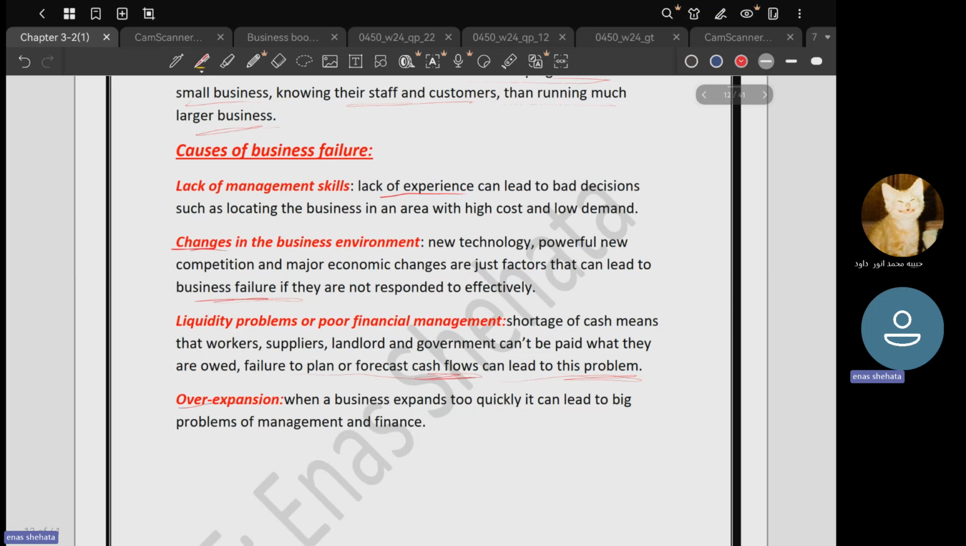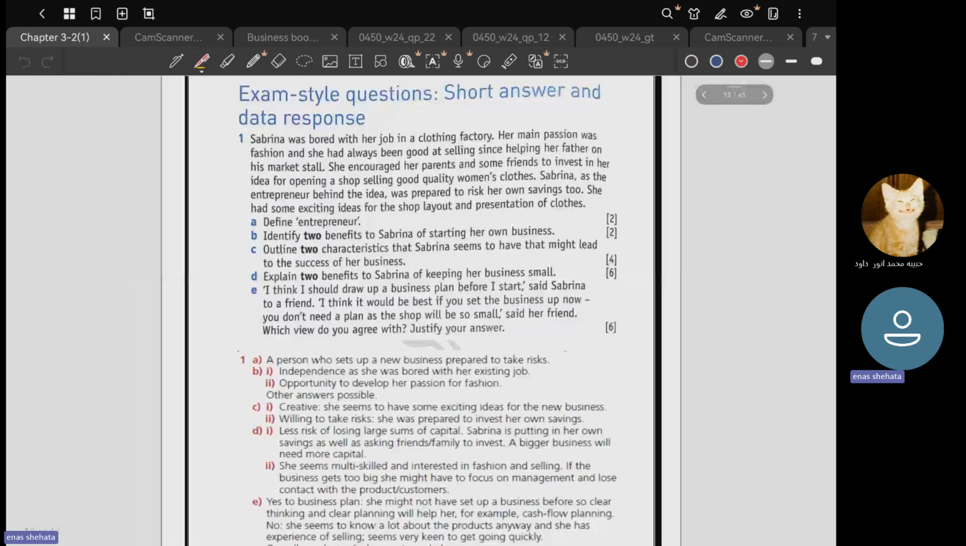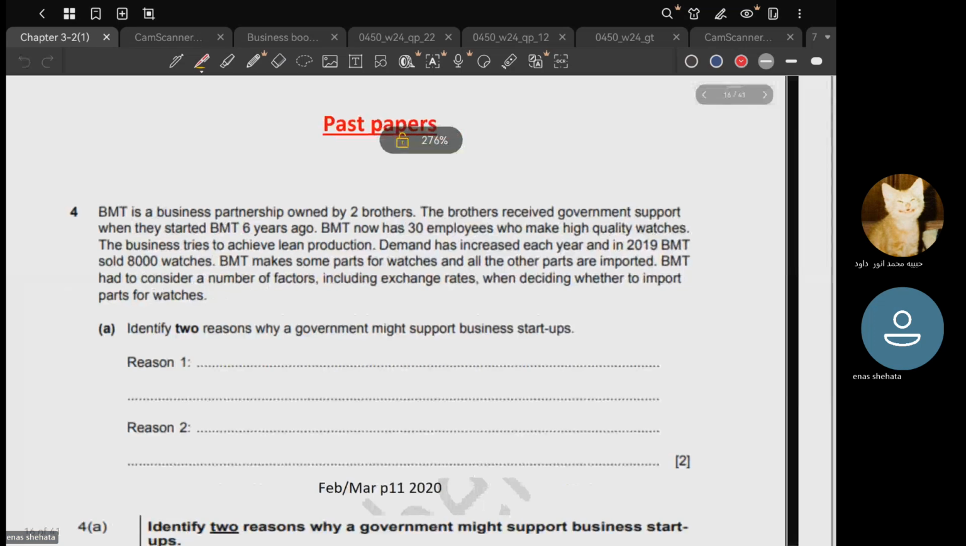Over-expansion: you expanded a lot, you expanded too quickly, so you have poor management and poor finance. A problem of management and a problem in finance. You have no money, and you were not able to manage your business, because you expanded quickly and lost control over your business. Okay? Now let's move on to the past paper questions.